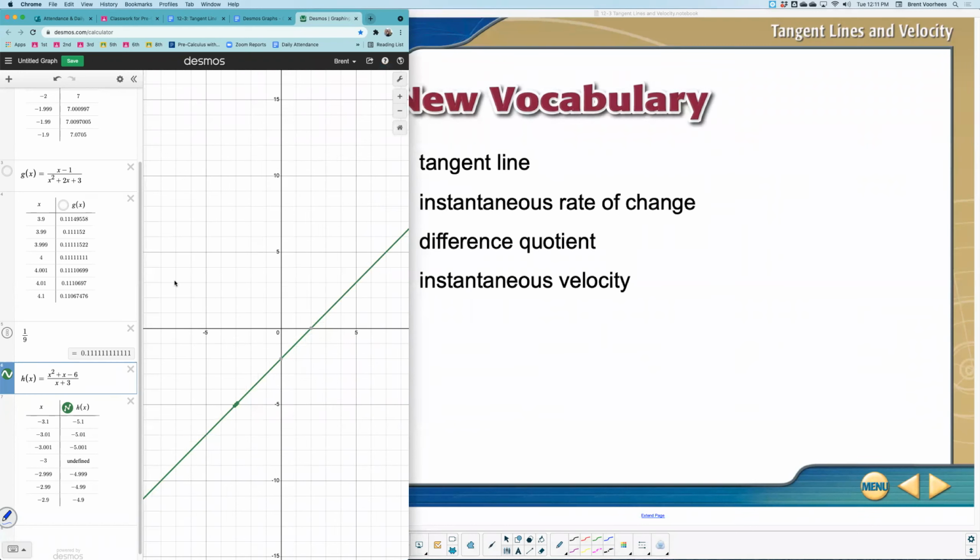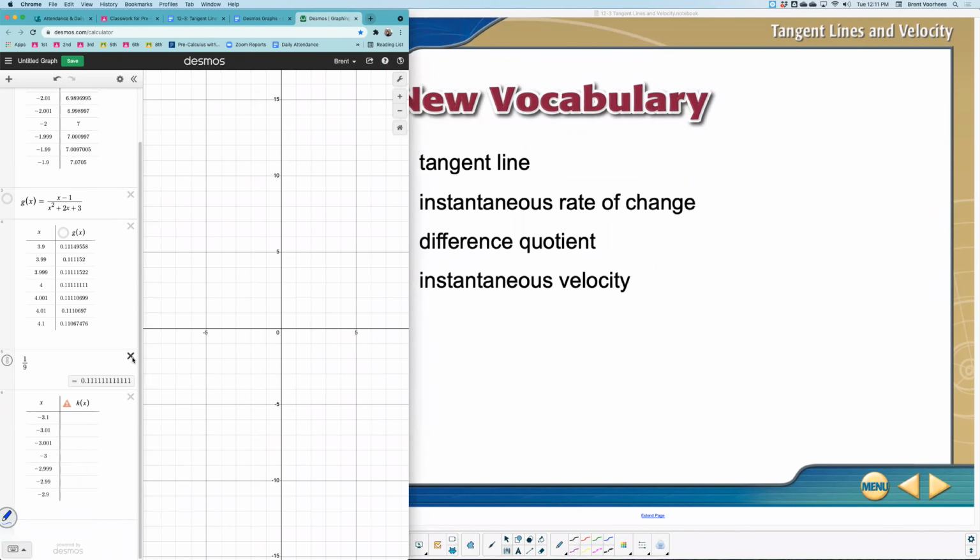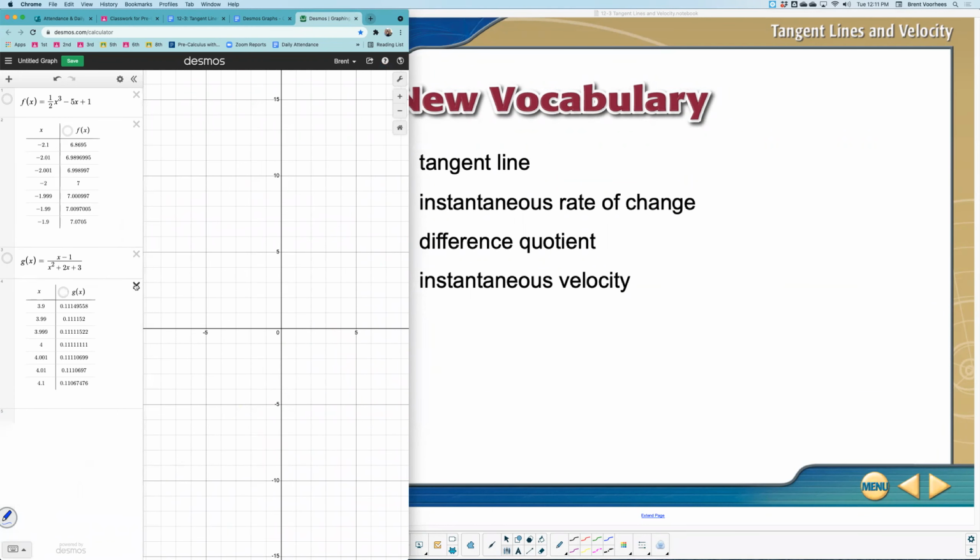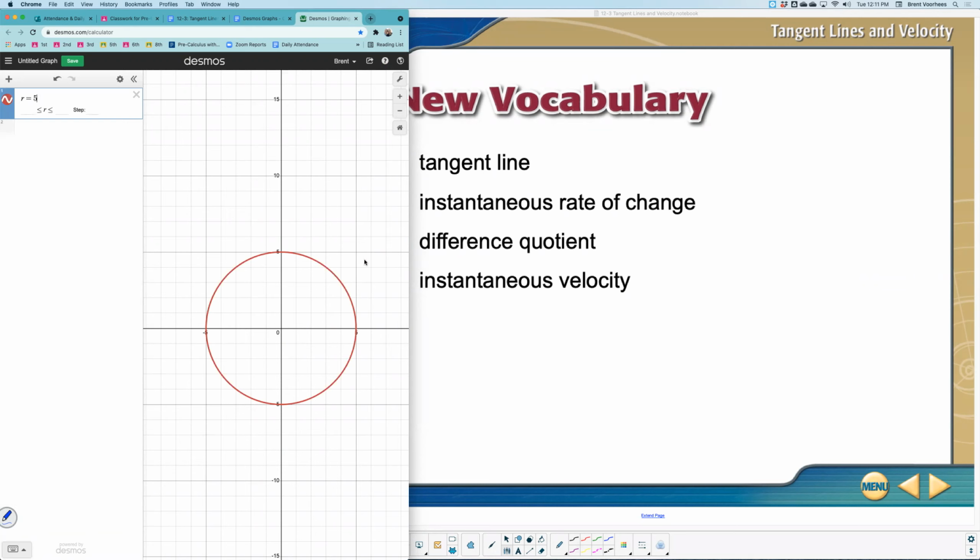it's kind of like this idea that if you had a shape, let me just clear these out of here. If you had a shape such as a circle, let me use a circle real quick. We'll just say the circle has a radius of 5. A tangent line is a line that touches another object at exactly one point and then goes off. So it doesn't cut through it.